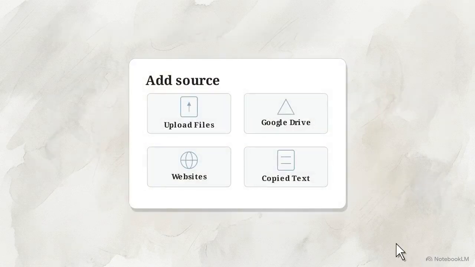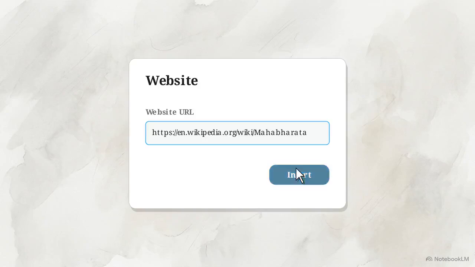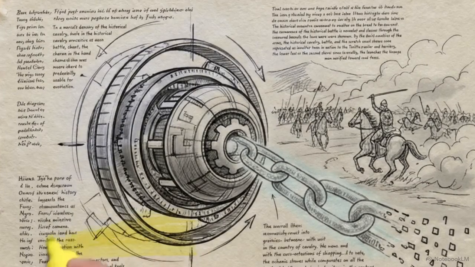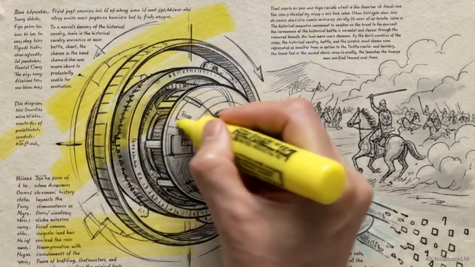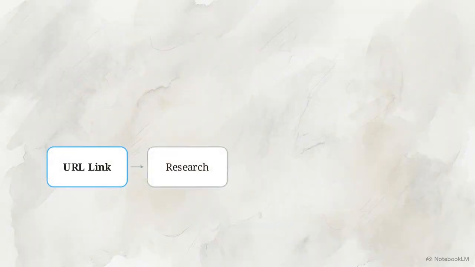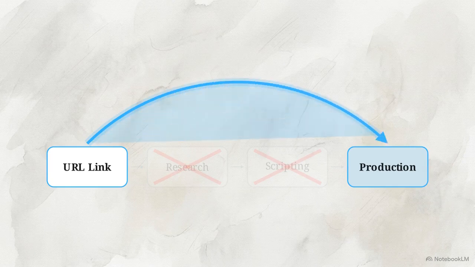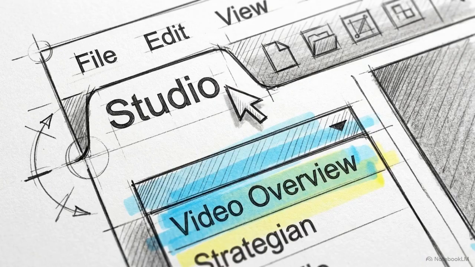Back in Notebook LM, click the Websites option under your source list. Paste your copied link right here and hit Insert. The AI takes a few seconds to map the text, extracting the core timeline, characters, and major plot points. By pulling the entire narrative directly from a high-quality link, you completely bypass the manual research and scripting phases of the production cycle. Now we generate the visual sequence.